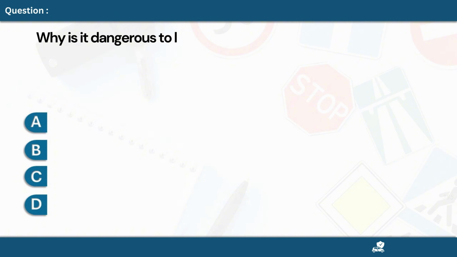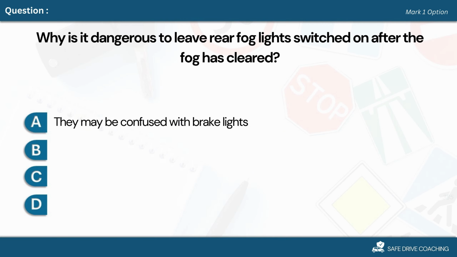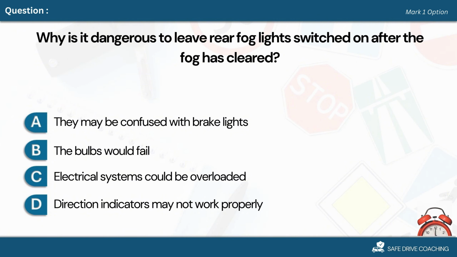Why is it dangerous to leave rear fog lights switched on after the fog has cleared? A. They may be confused with brake lights. B. The bulbs would fail. C. Electrical systems could be overloaded. D. Direction indicators may not work properly.